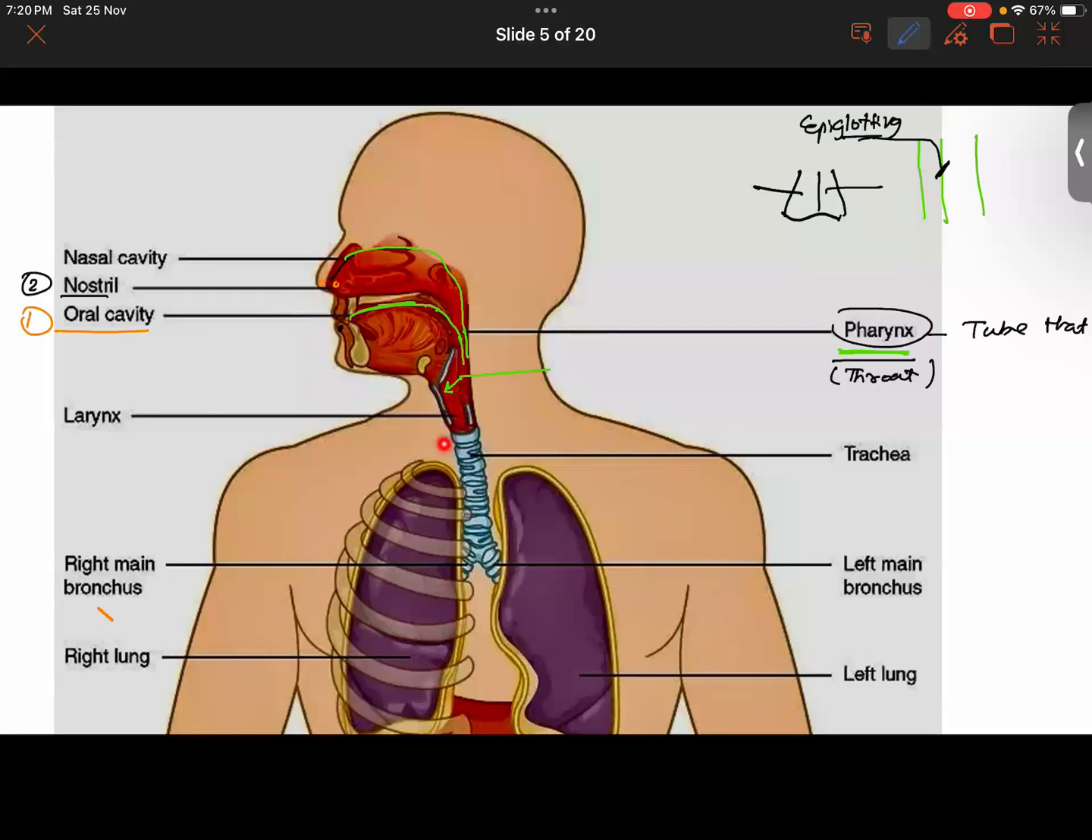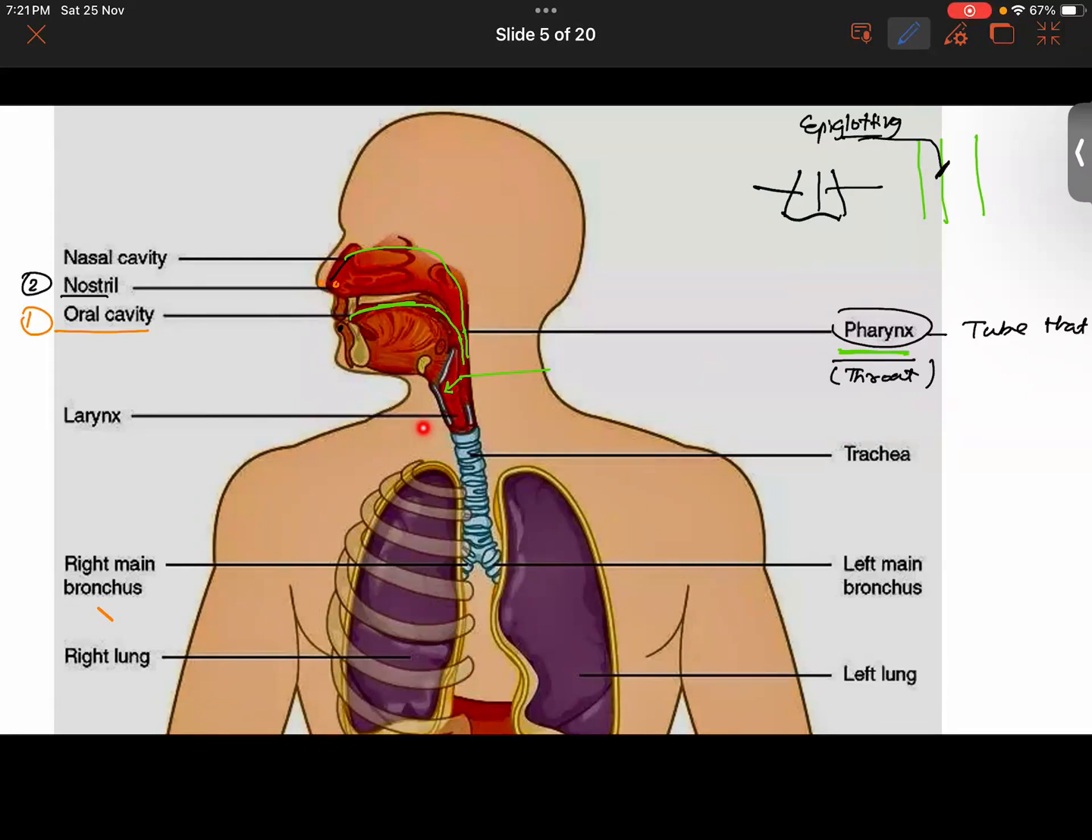Its responsibility is to bring air to the windpipe or the trachea. That is about the pharynx. When we talk about the pharynx, yeah. So the larynx, so can you explain what the larynx does? I'm not getting it. Sure. We are about to discuss that.